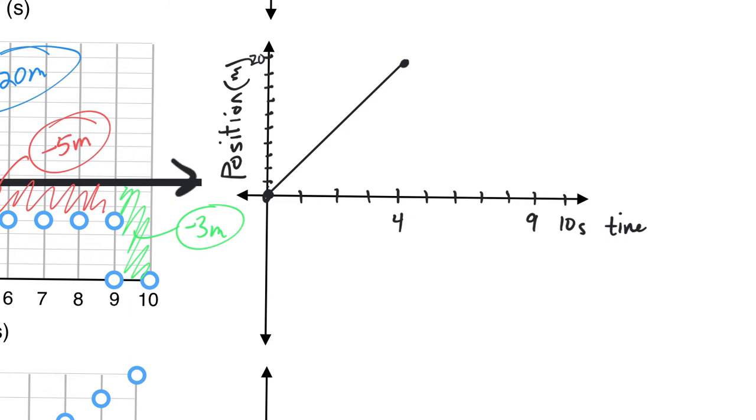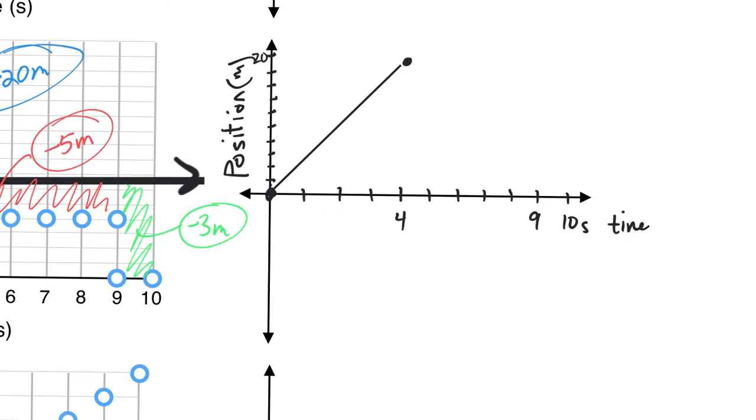Now, over the next 5 seconds, the object slowly goes back 5 meters. So I'm at 20, 18, 16, 15. So 15 is like right here. So something like that.